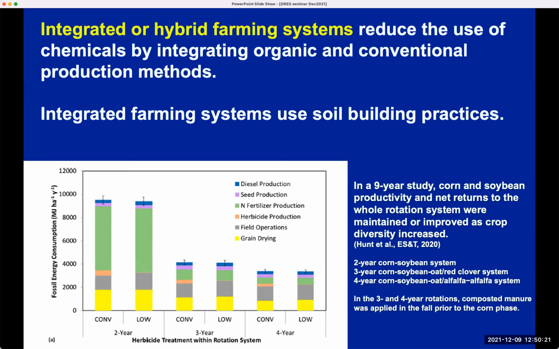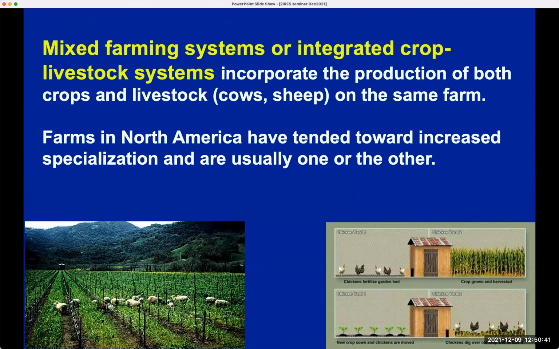The 3 and 4 year rotations include composted manure, and they reduce the use of fertilizers and pesticides because of the longer rotations and the manure. These would be considered more integrated systems, and they work. So we have really good data on integrated systems.